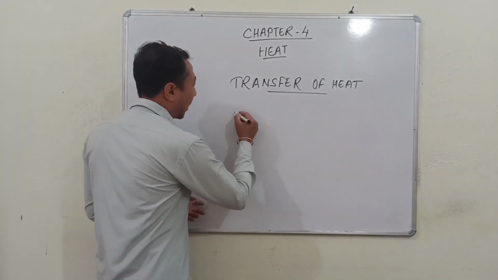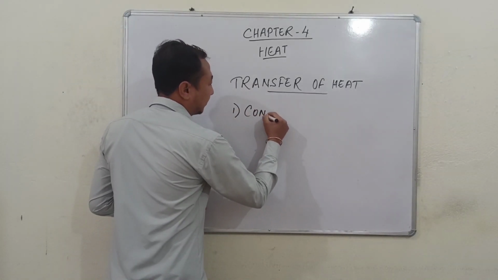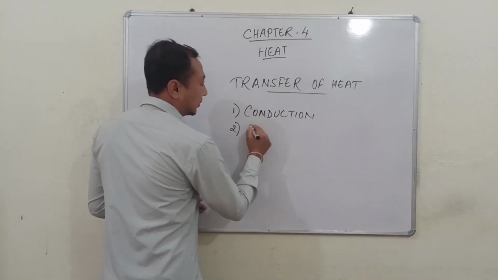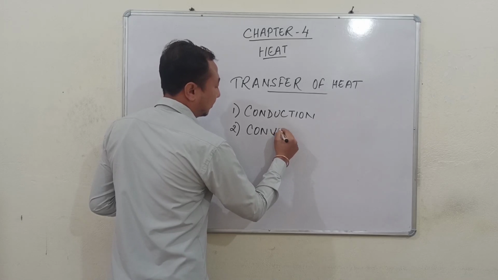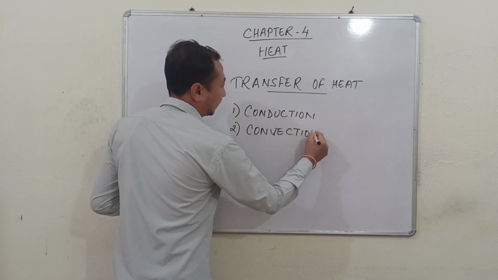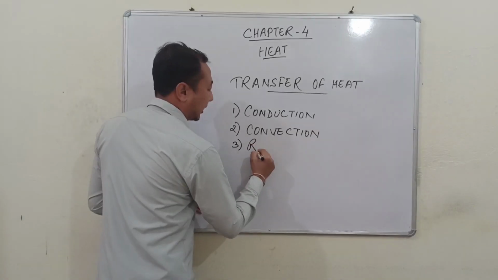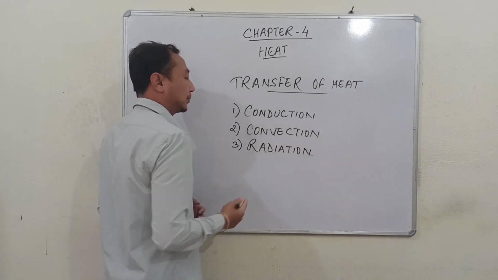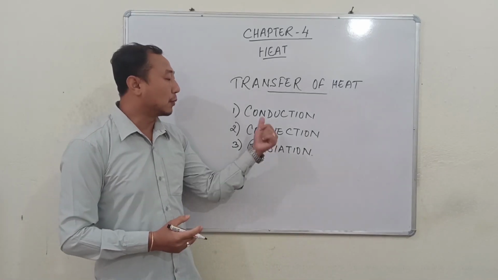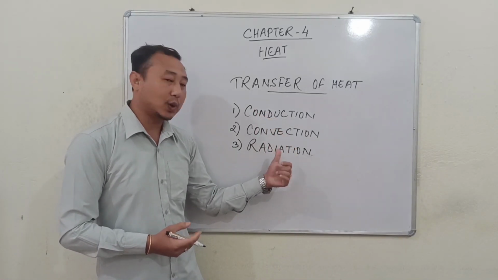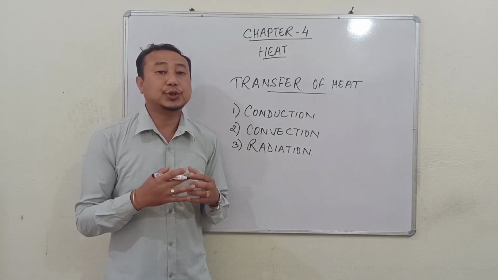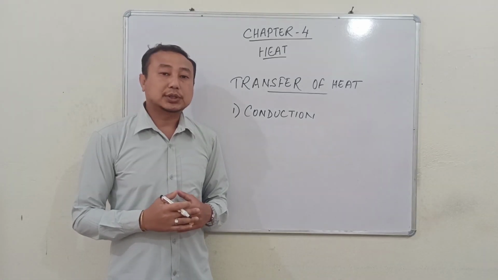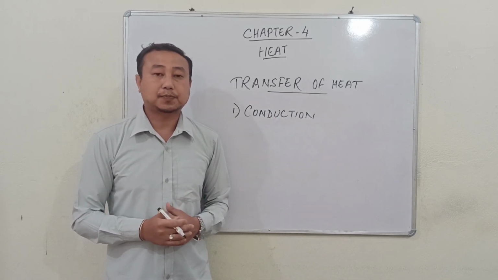They are: number one, conduction; number two, convection; and number three is radiation. So now let us see one by one what is conduction, what is convection, and what is radiation, and how these three different processes are performed by different type of medium. So first, now let us take up the conduction process.